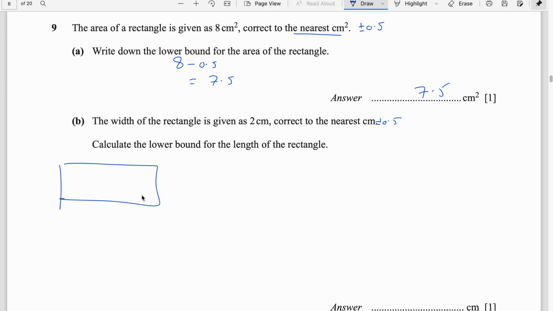Okay, if you have this rectangle, this is plus minus 0.5 and this is unknown. So area is equal to length into breadth. Length is unknown. Length is equal to area divided by breadth. In order to get the lower length, we need area lower and breadth higher. We already have the lower bound for the area, which is 7.5, and higher breadth would be 2.5, giving us an overall length of 3 centimeters.